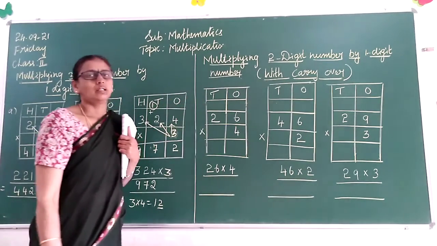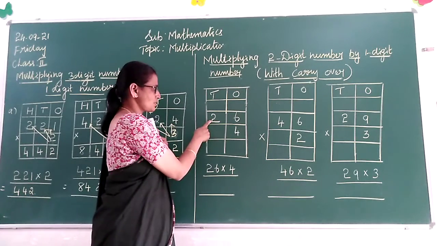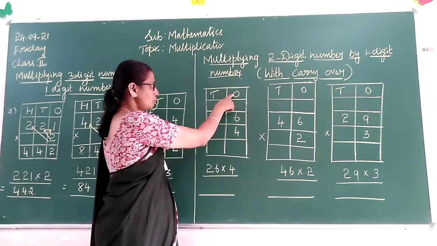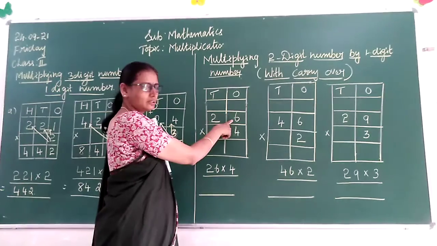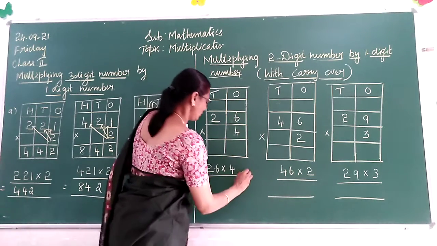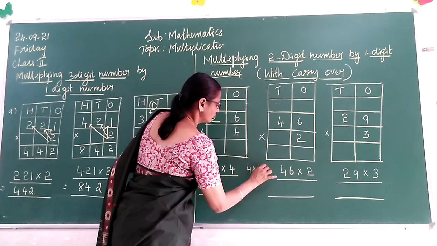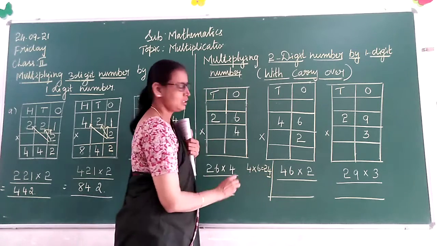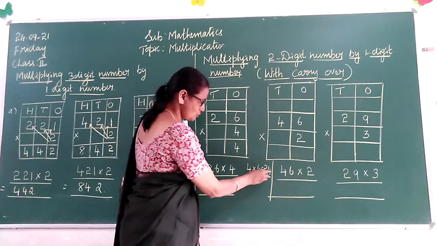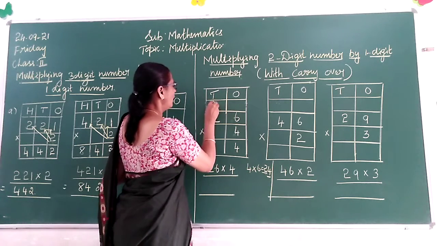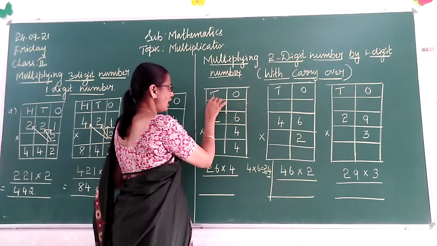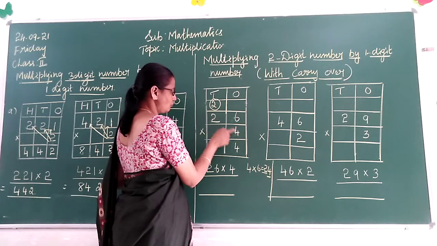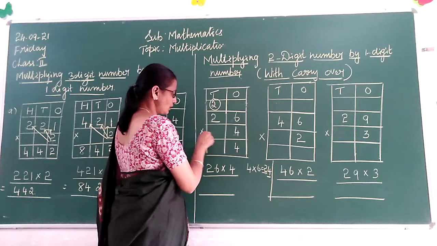Okay, so we will do that. See, children, the given number is 26 multiplied by 4. How will you multiply? Multiply the 1's place. 6 is there. So, 4 sixes are 24, isn't it, children? Here, 4 in the 1's place. This 2 is carry over, children. You have to write it in the 10's place. This carry over, you have to add, children, after multiplying 4 into 2, you get 8. 8 plus 2 is how much?